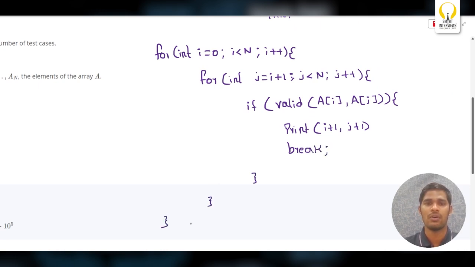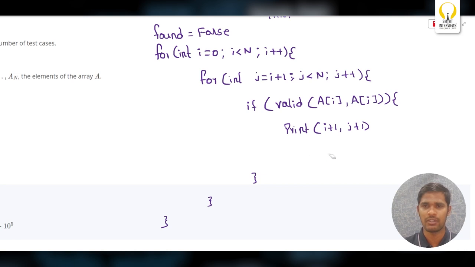Now, if it is not a valid pair, you need to print -1, then how will you know that? How will you know that it is not a valid pair? I will maintain a variable to track whether the valid pair is found or not. Initially, I will initialize found to false, which denotes that I have not found a valid pair. Once I found the valid pair, I will initialize found to 0.